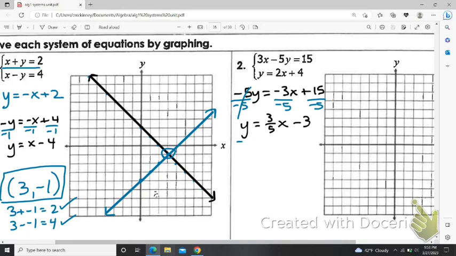So this first equation, start at -3, up 3 and over 5. That's rather inconvenient. We'll say it's right there. Or down 3 and left 5.